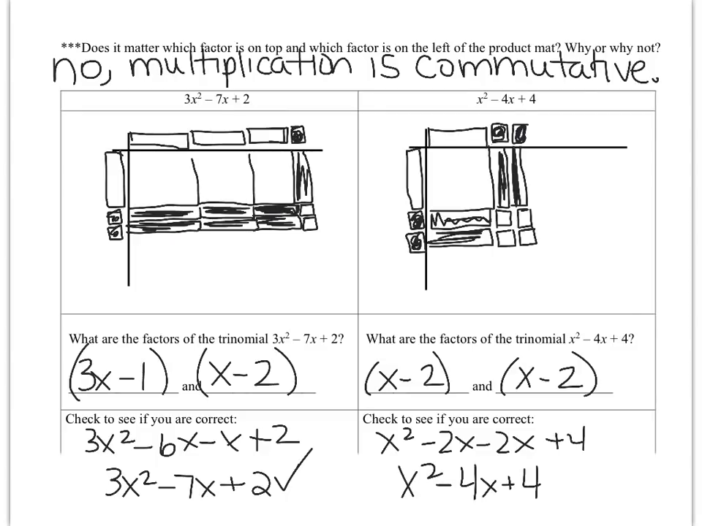All right, so go ahead and check your answers. One thing I want to point out up here is the question where it says, does it matter which factor is on top and which factor is to the left of the product? And the answer is no. And the reason is because multiplication is commutative, right? It doesn't matter if I multiply this times this first or if I multiply this times this.